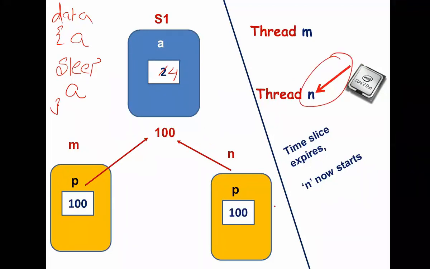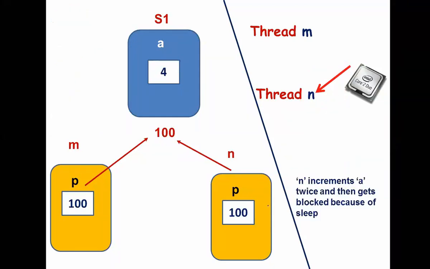When the time slice of N expires, it will have to leave the resource and give it back to M. Now, when M comes back from the sleep mode, the value that it sees is 4. Please understand, the value that M had was 2, but before M could display that value, N came in and changed the value, and M doesn't even know that the value has changed from its last increment till now, when it is displaying it.